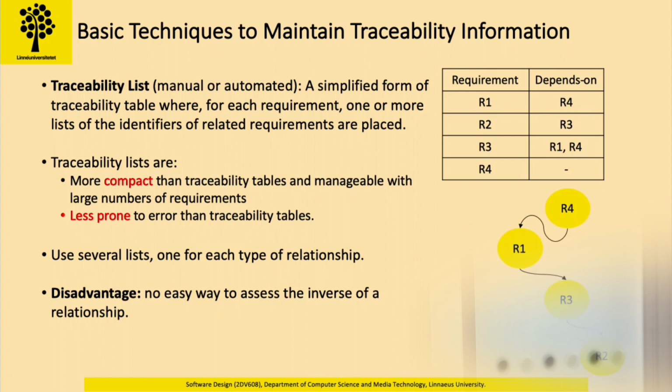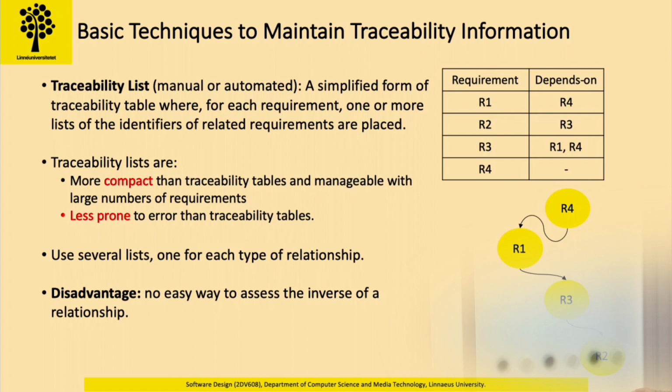So this is another way of representing the traceability or dependency. So what we did is simply use a graph. So we said here that requirement R1 depends on R4. So R4 must come before R1. So you have to implement R4 before R1. Then we also said R2 depends on R3. So R3 must come before R2. So that's why we have this relationship between R3 and R2.